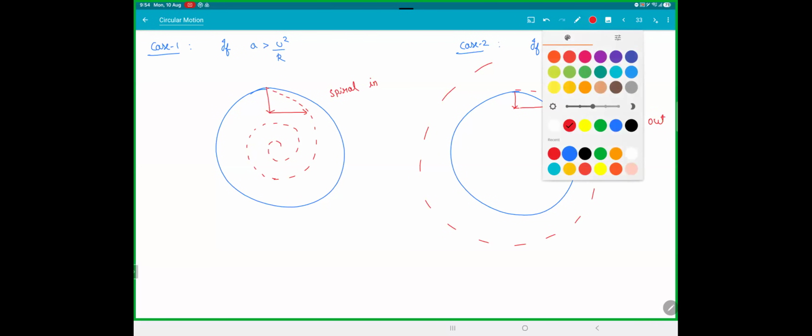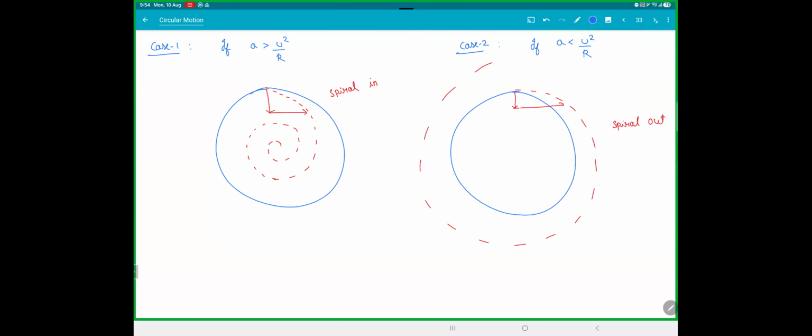Think of it like this, Ahana. If you are going in a circle of radius r with speed u, if you want to satisfy these two, you need to give this acceleration. Or if you say I give you this acceleration, you have to go with u and r.